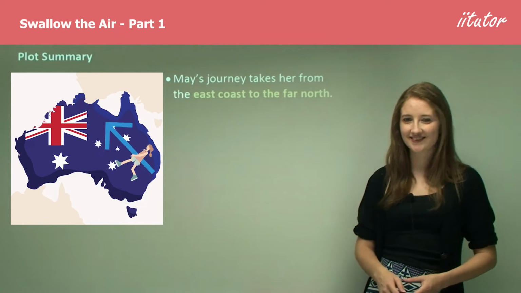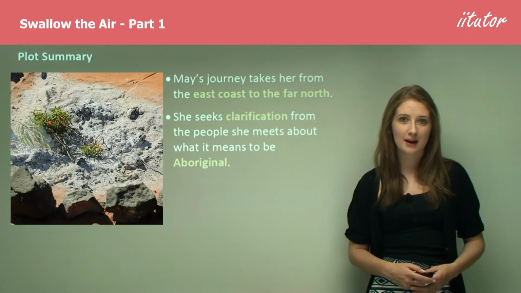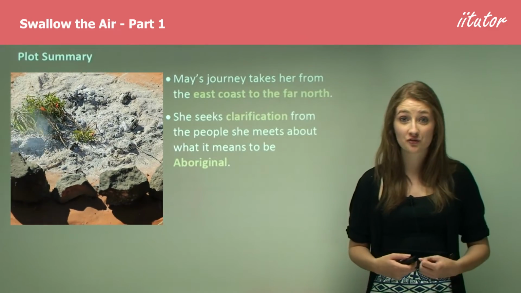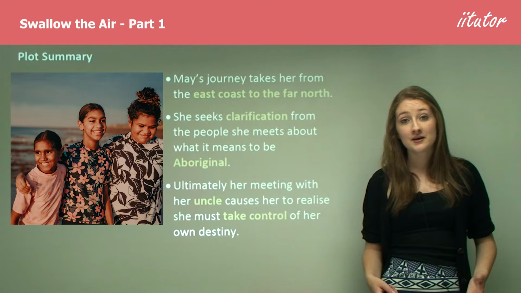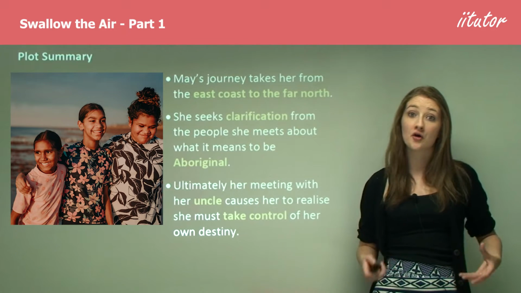on in this video. She seeks clarification from the people she meets about what it means to be Aboriginal. So really what May's doing is meeting people, drawing resources from them and listening to what they have to say. Ultimately, however, her meeting with her uncle causes her to realize that she must take control of her own destiny.